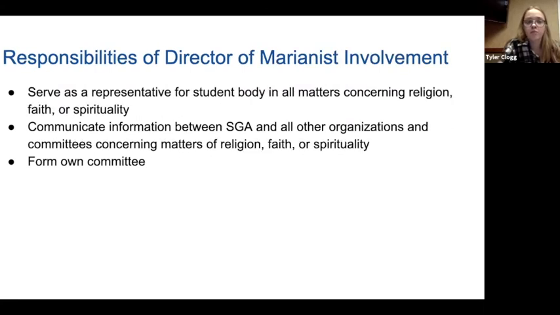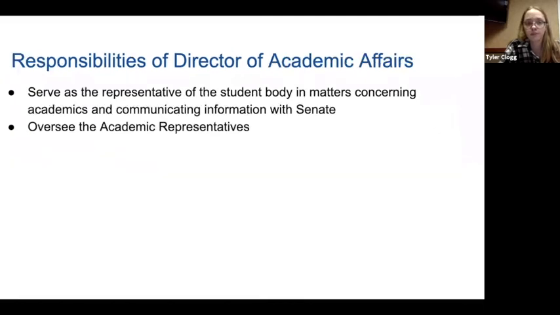The Director of Marianist Involvement is a representative for all matters concerning religion, faith, and spirituality, and is responsible for communicating information between SGA and all other organizations and committees concerning matters of religion, faith, or spirituality. The Director of Academic Affairs is a representative of the student body in matters concerning academics and communicating information with Senate, and they oversee the academic representatives and also have a seat on the Academic Senate.